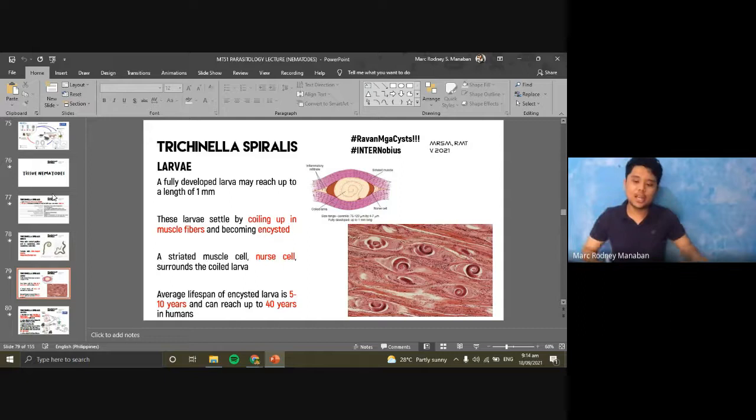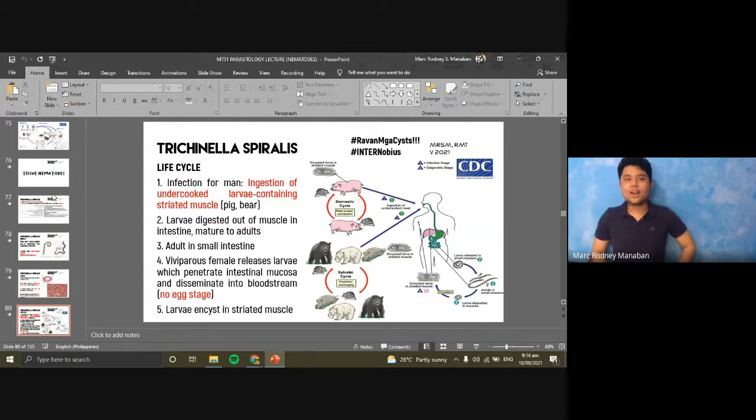Okay, now we go to the life cycle. Again, we have mentioned that the mode of transmission is ingestion of undercooked meat that contains the larva. So pork that contains the larva is eaten, undercooked, so the meat is digested. The larva comes out in the small intestine. Now, the larva in the small intestine will mature into adults. Now, the adults, this time, are the ones that produce new larva. After mating, they produce the new larva, alright?